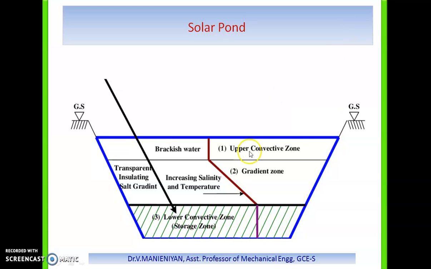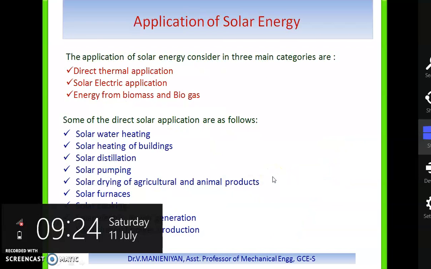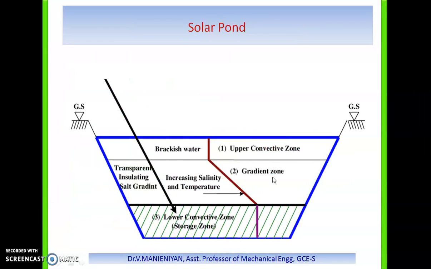So the solar pond has three different layers: the convective zone, the gradient zone and the storage zone. This is the upper convective zone, this is the gradient zone or non-convective zone, and this is the lower convective zone.